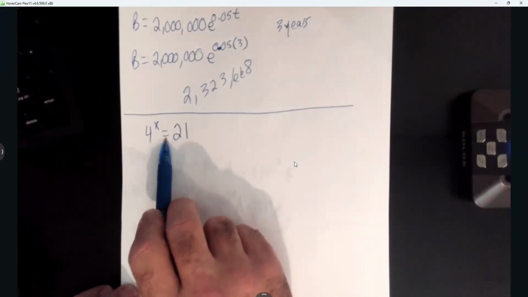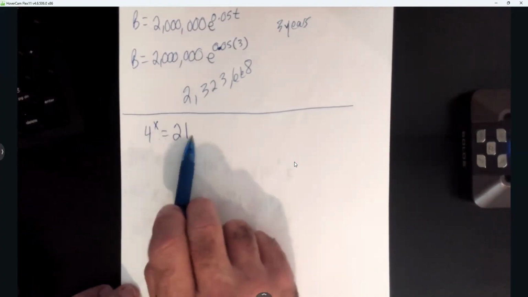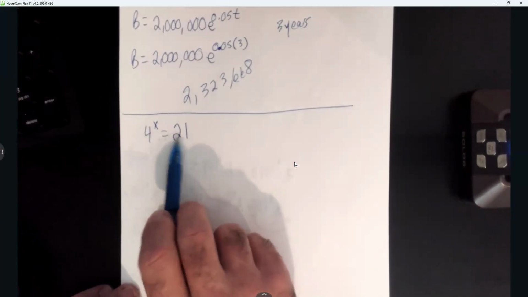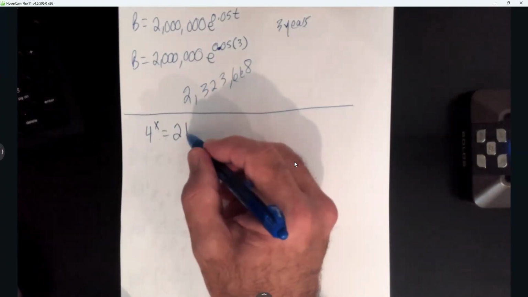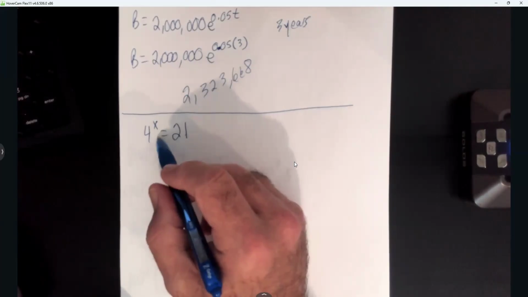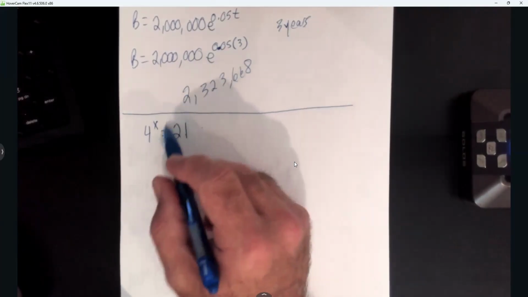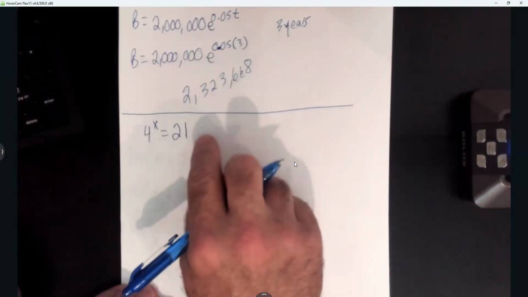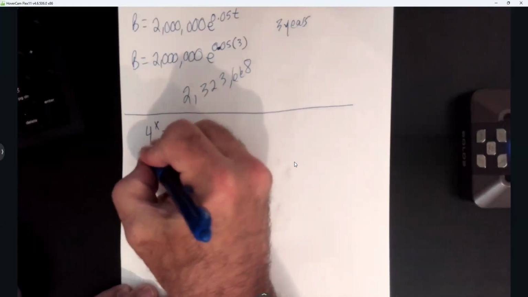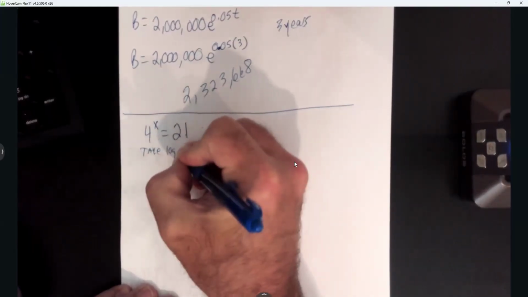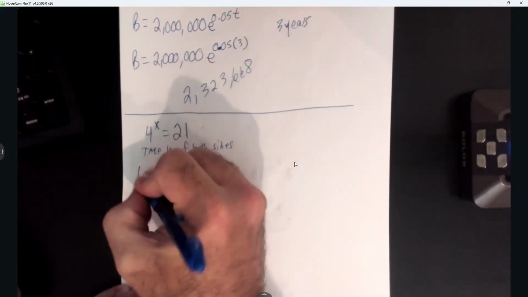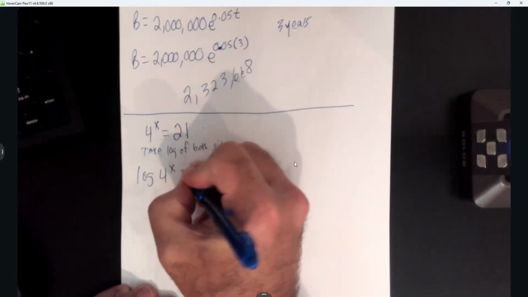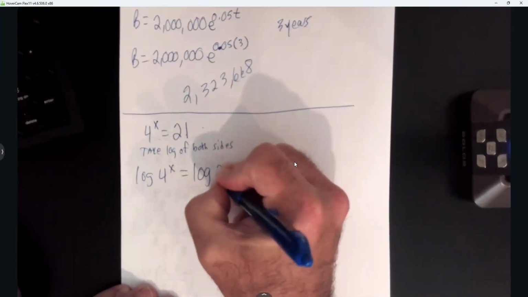Exponential equation. First thing I would ask myself, can I rewrite each side of these using the same base of 4? So no, I cannot change the 21. 4 times 4 is 16, times 4 is 64. No way to do that, okay? So we cannot rewrite it. So that means I'm going to take a log of both sides. So the log of 4 to the x will equal the log of 21.